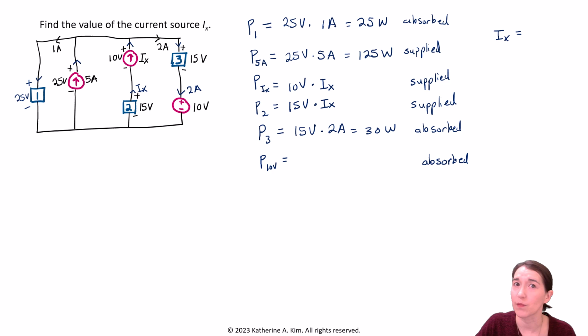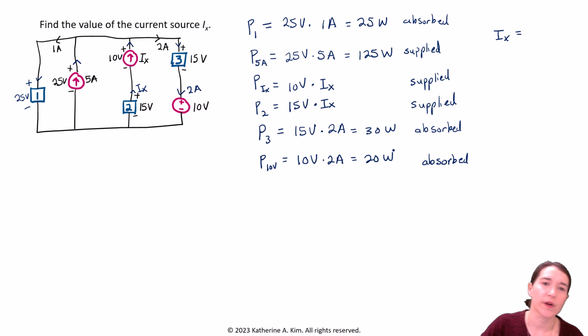Okay, and then let's write down the values. 10 volts times 2 amps equals 20 watts. Okay, so now we have all of our powers. Now we need to figure out what this Ix is going to be. So we're going to do power balance. Let's do absorbed here, and then we know that has to exactly equal the supplied. And I guess we'll put a big P here, just to be mathematically accurate.